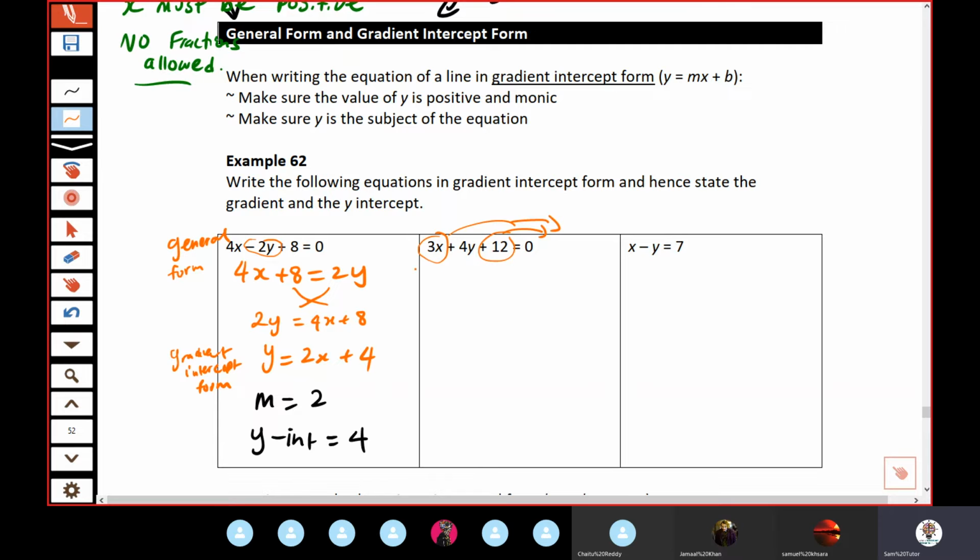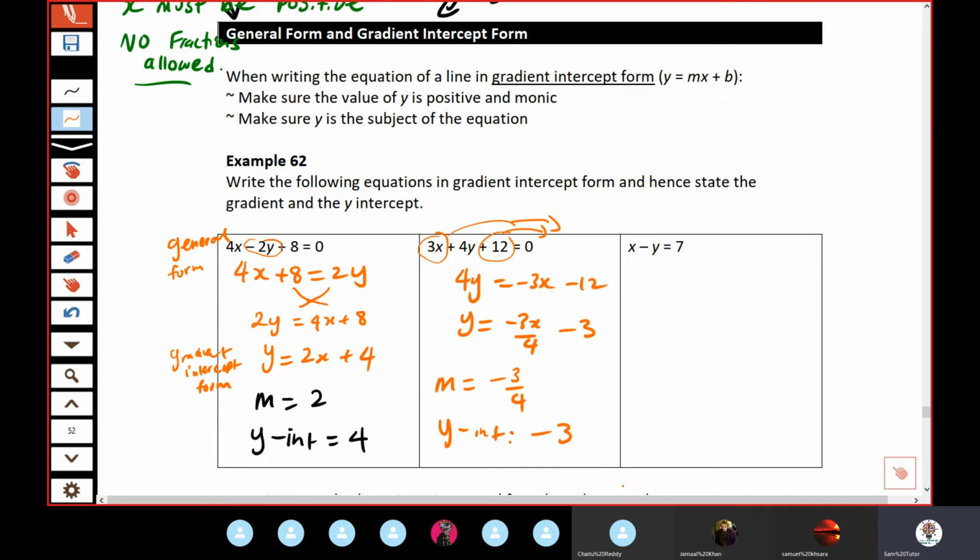So good one. So keep going. So we've got 4y equals negative 3x and negative 12 when we bring it to the right-hand side. What do you do now? You want to get rid of the 4. You divide it. That's it. So y equals negative 3x on 4, and then 12 on 4 is negative 3. Of course, what's your gradient? Negative 3 over 4. And then what's your y-intercept? Negative 3.